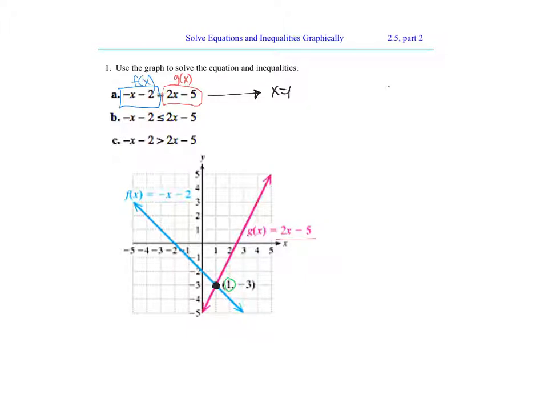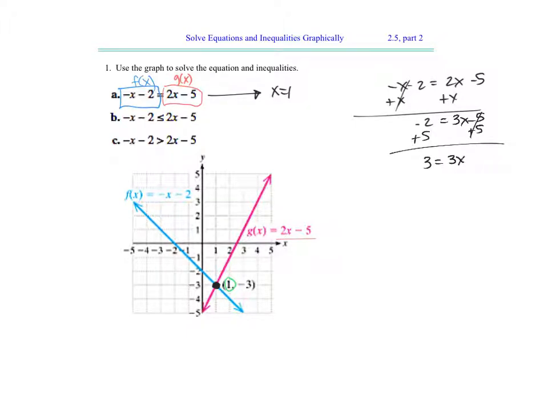And I'm just going to prove it, in case you were wondering, is that really true? Can we just look at a graph and be able to tell? Well, let's see. If we solve for x here, we would get negative 2 is equal to 3x minus 5. Add 5 to both sides, and we would get 3 is equal to 3x, so x equals 1. So yes, we can. We just look at the point where those two lines intersect, and this answer is the x value. So now let's look at if we have an inequality.